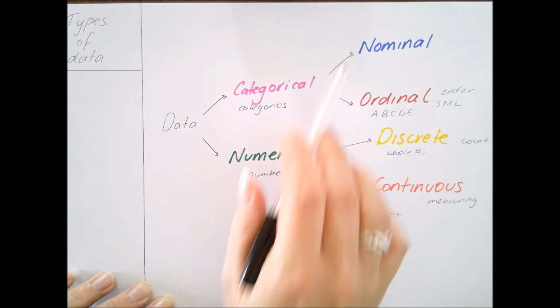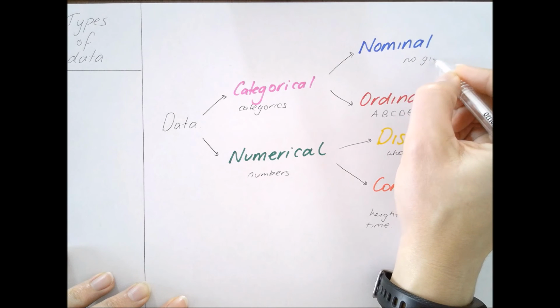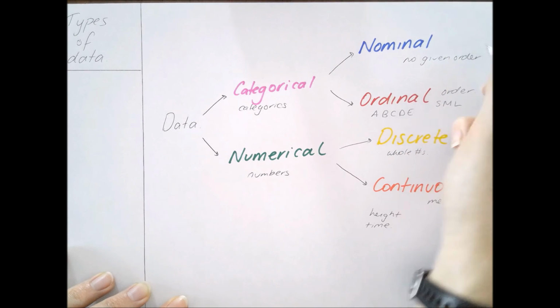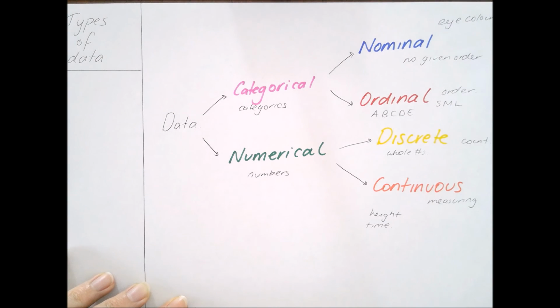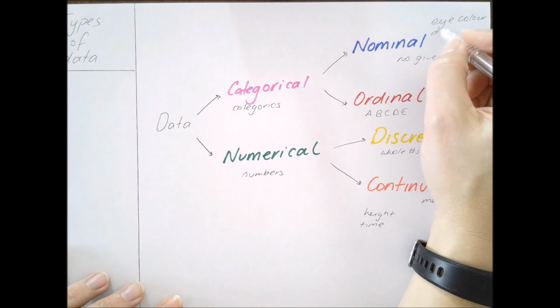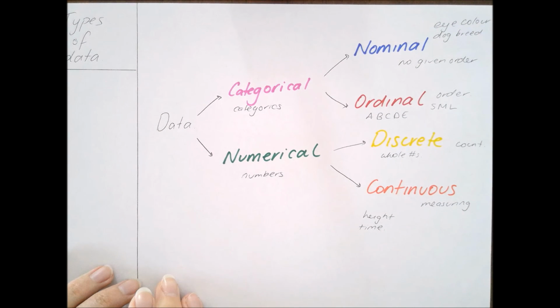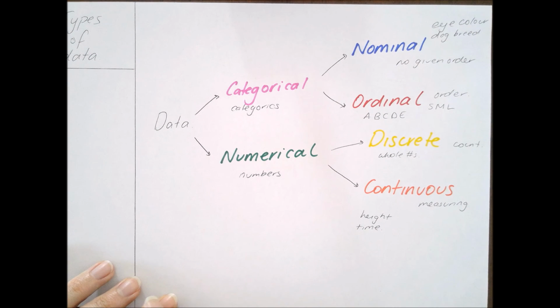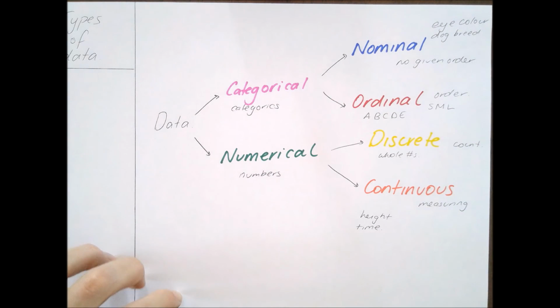However, the flip side of that is nominal means there is no given order. You might simply be saying what's the colour of people's eyes in the classroom, what kind of dog do they have, so the dog breeds. They are random categories, they do not have a specific order. There is no need to put eye colours in order, but they are still types of categorical data that we can measure.